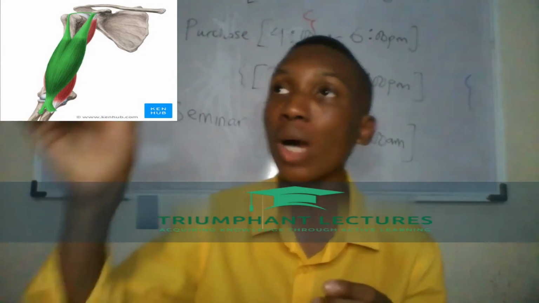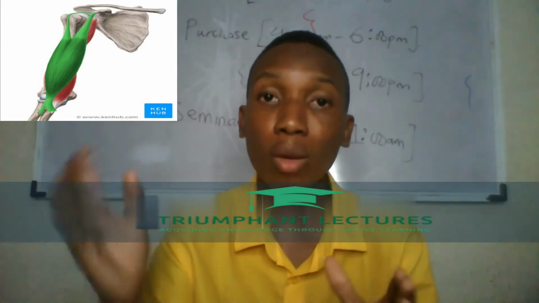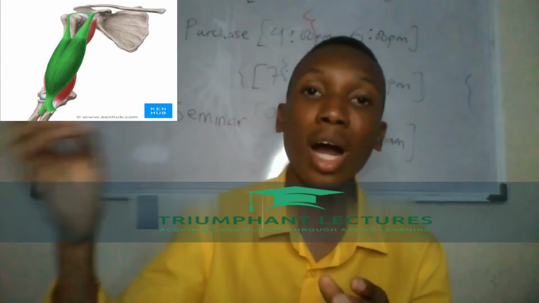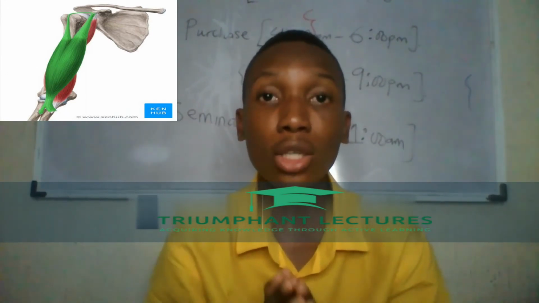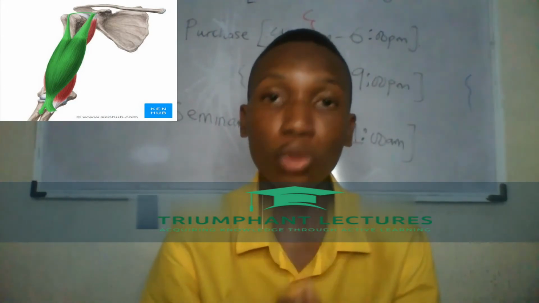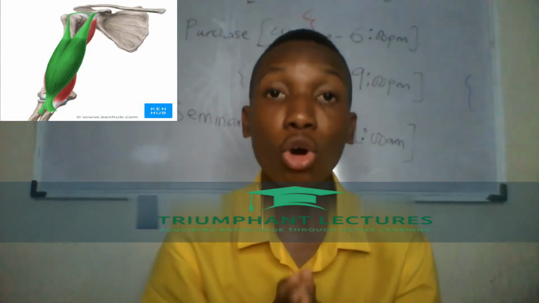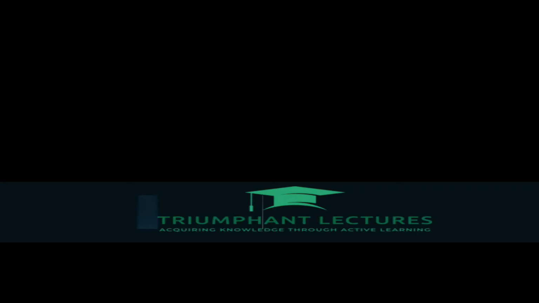So the long head is going to arise, as you can see, from the supraglenoid tubercle, and then pass through the intertubercular sulcus, while the other head, the short head, arises from the coracoid process of the scapula. And then you can see them as they run inferiorly, they converge and become a belly, and then go inferiorly to insert on the radial tuberosity that you can see there, right? So that's it for the origin and insertion of the biceps brachii. That's this muscle here, right?